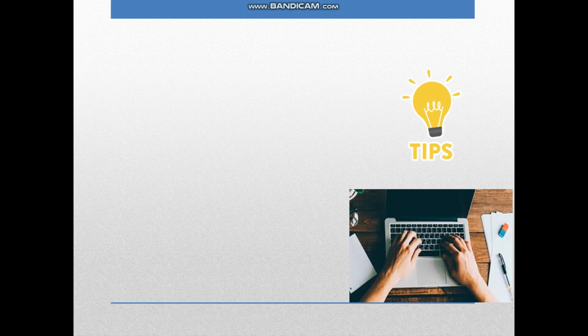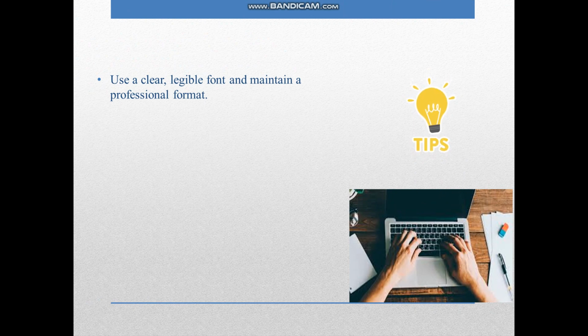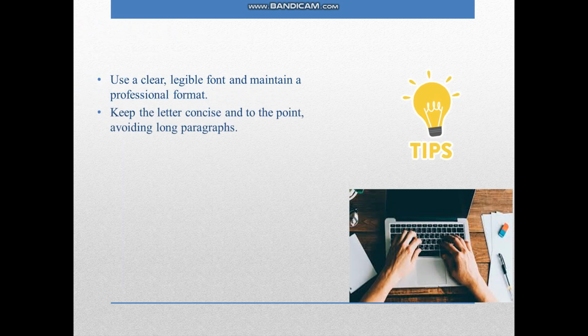Now, what are some tips for writing a motivation letter? The first thing to do is to use a clear, legible font and maintain a professional format. Keep it clear and legible. Keep the letter concise and to the point, avoiding long paragraphs. So keep it concise and precise.